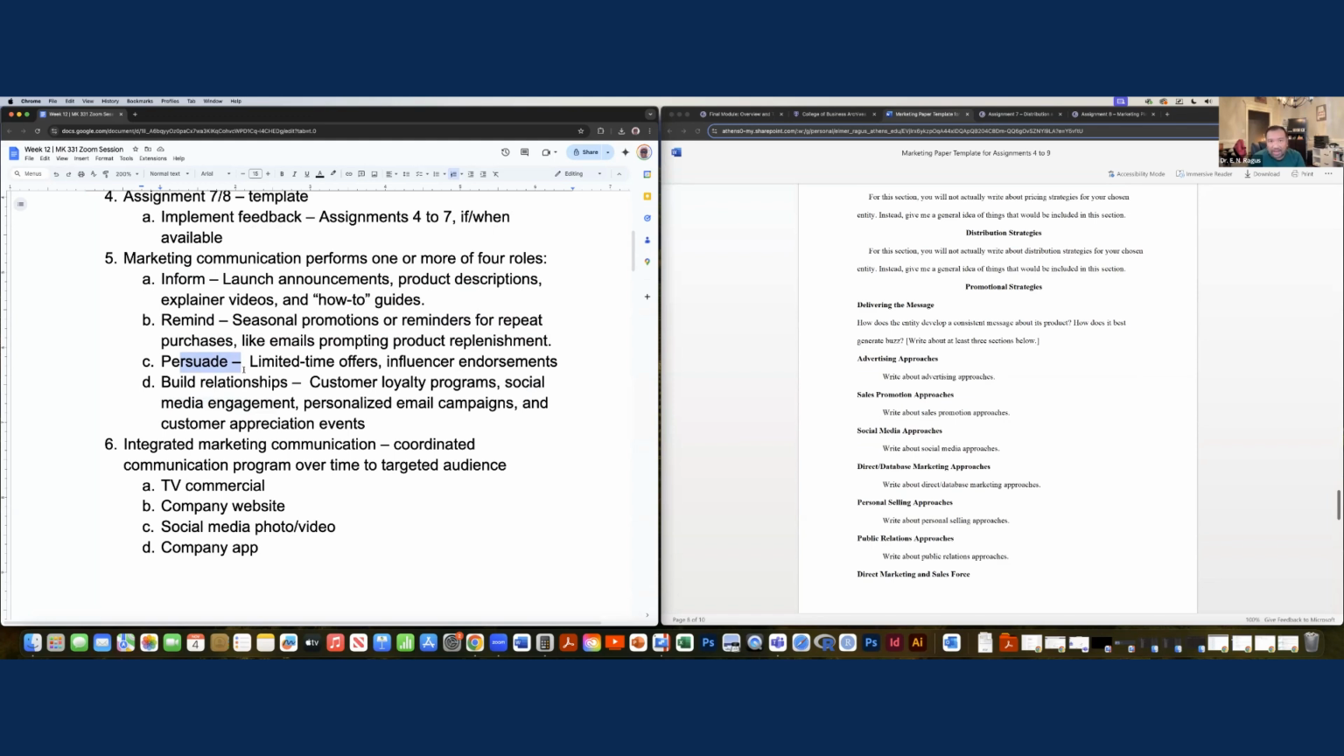So it's about communication. So again, it's also not just what we typically think of, which would be commercials. It's really just the whole way that the organization approaches communicating with their customers.